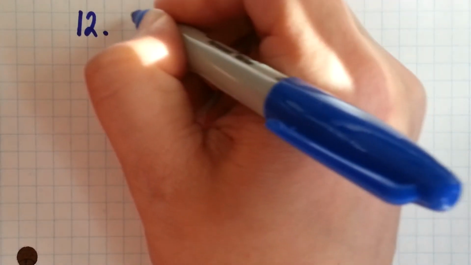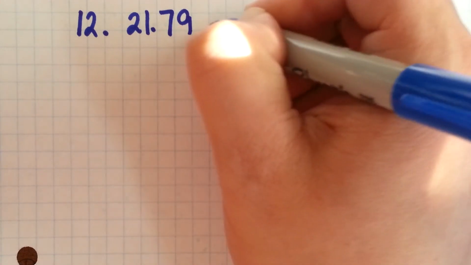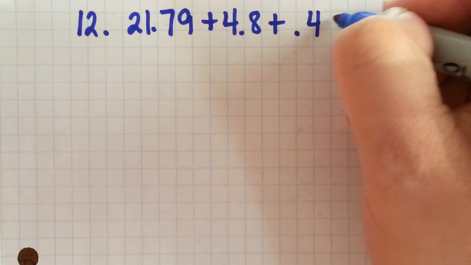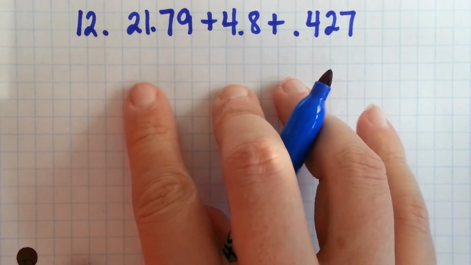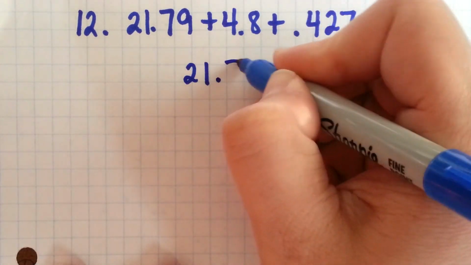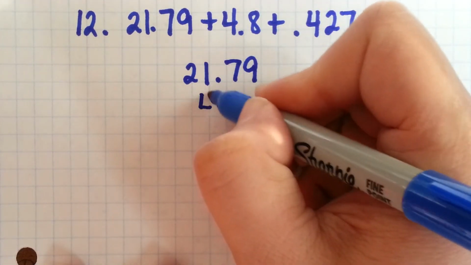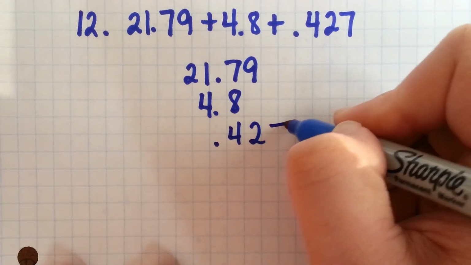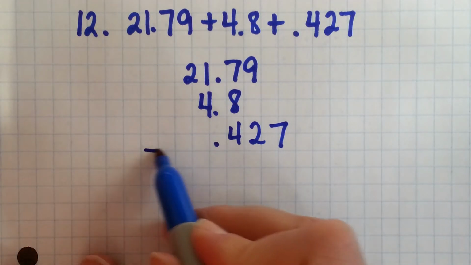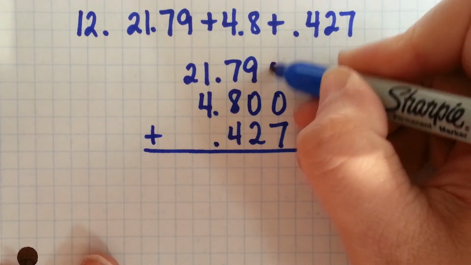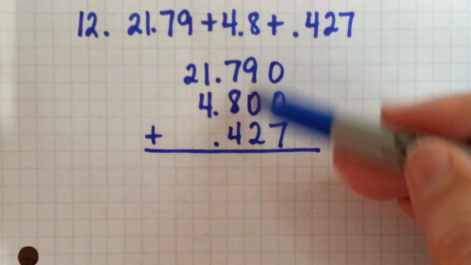For problem number 12, we have 21.79 plus 4.8 plus 0.427. To be able to add these numbers together, we need to line up their decimals. So we have 21.79, we have 4.8, and we have 0.427. I would strongly recommend that you go through and add zeros as placeholders so you can see what everything adds up with and everything is in line.